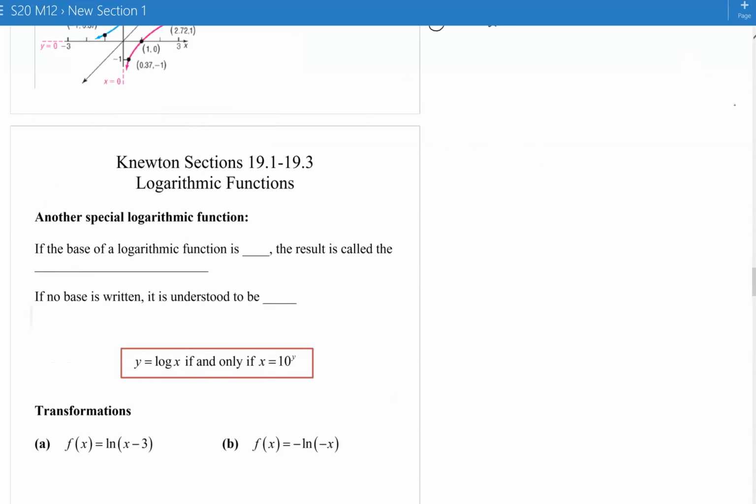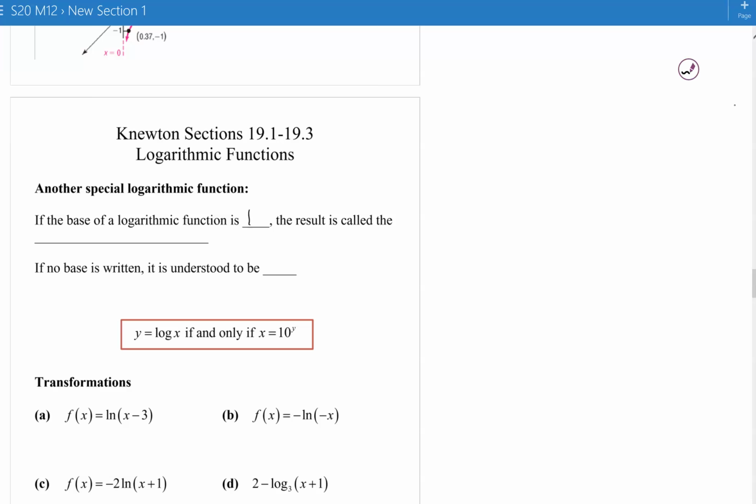So there's one other special base. If the base is 10, the result is called the common logarithm, because before there were calculators, this was the most common logarithm, and if no base is written, then it's understood to be 10, because it was used so much that they just got tired of writing 10 all the time for the base. So if you see no base, then it means the base is understood to be 10.